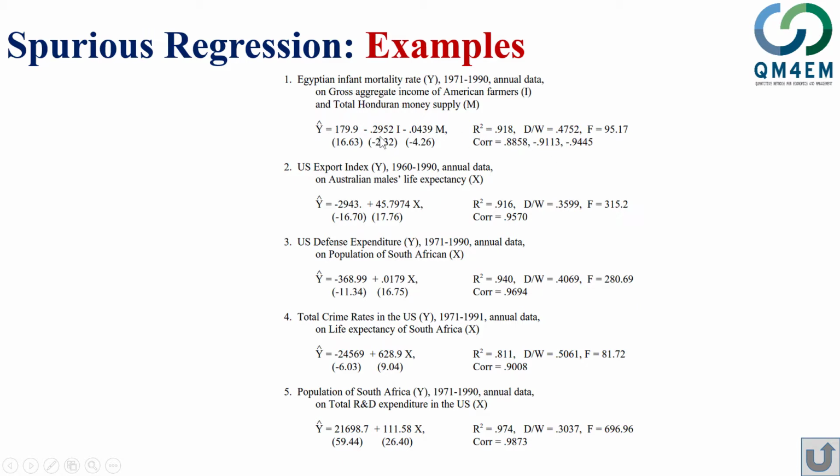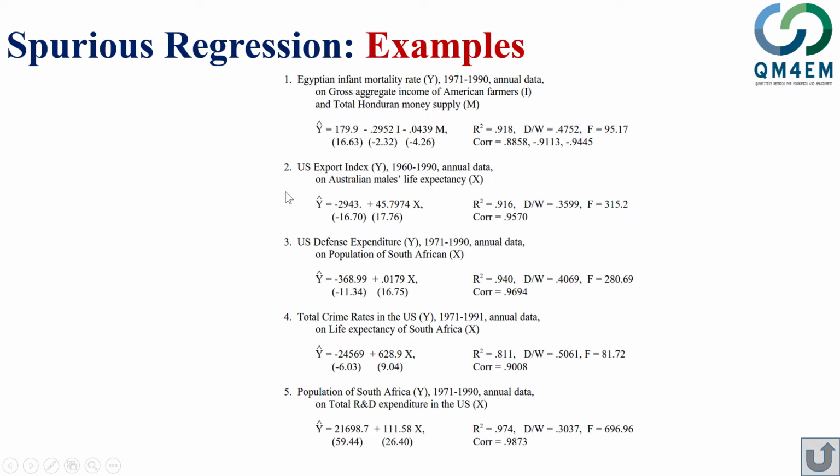Similarly, you can think of the US exports index and the Australian male life expectancy. These are two uncorrelated variables. If you apply a common sense filter, there is no link between these two variables. However, since both these variables are moving together between 1960 and 1990, if we take the data for this period and run a regression model, we get a really good fit with a very high F statistic value and high statistical significance, but actually these are not meaningful.